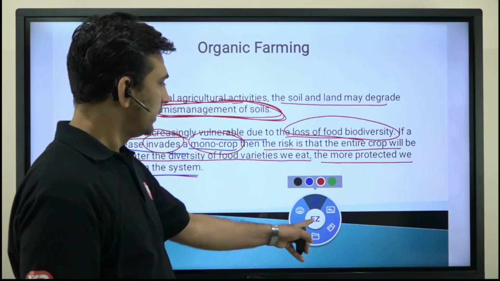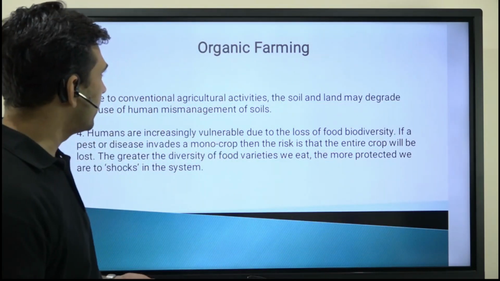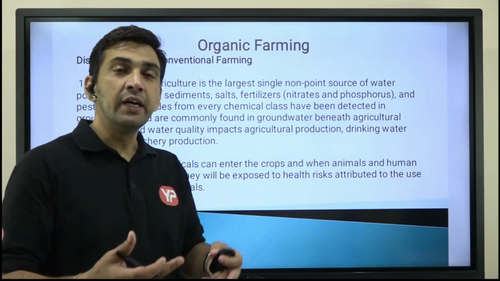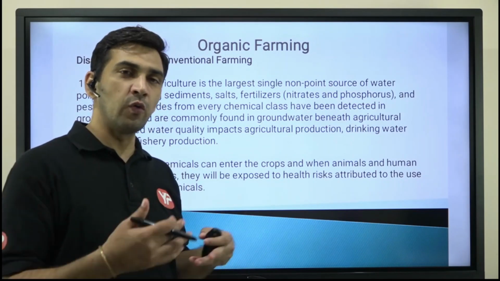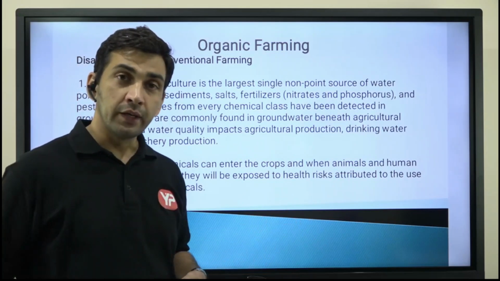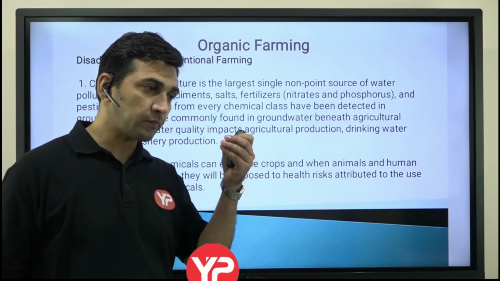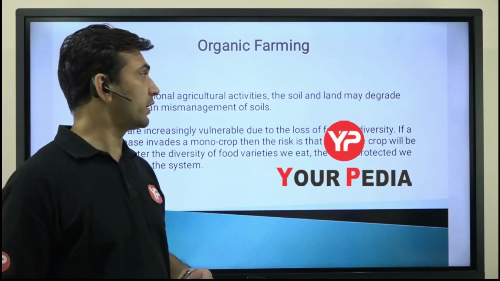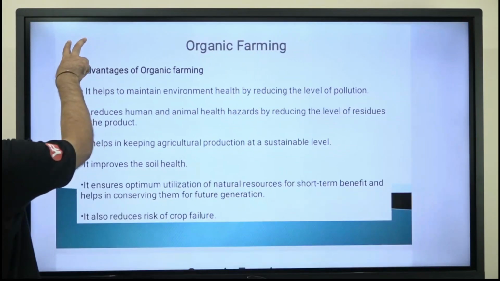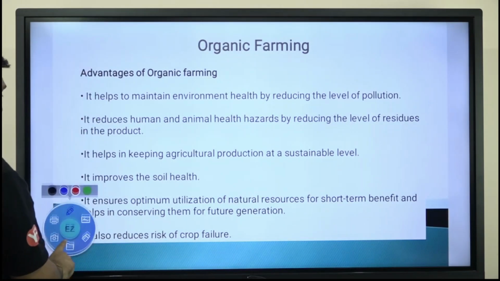So the disadvantages in case of conventional farming, we will say these are going to be the advantages, because we are going to overcome them and they will become the advantage for this particular kind of organic farming, right? So just have a look. हमने बात की थी कि environmental damage होना है, right?